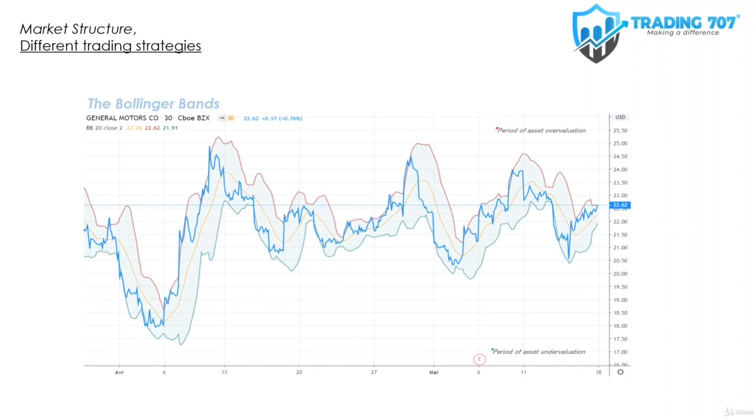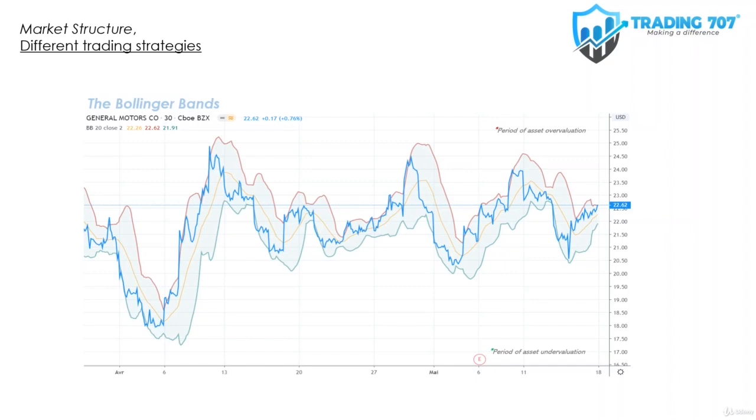It's easy to see here. The outer curves in red and green represent the drawing of a support curve and a resistance curve. So, a support curve for the green and a resistance curve for the red. They are at +2 multiplied by the standard deviation of the moving average and -2 multiplied by the standard deviation of the moving average. They represent therefore the Bollinger Bands. In orange, you will just find the moving average used to calculate the Bollinger Band.